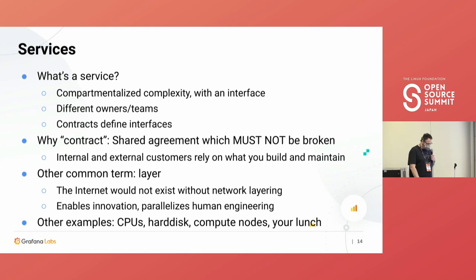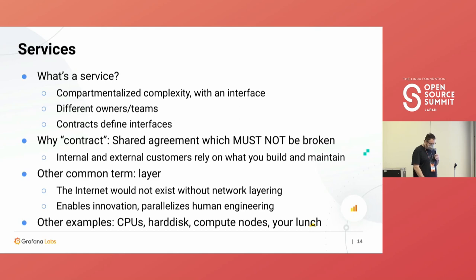So, services. Services to me are compartmentalized complexity with interfaces to the outside world. They have different teams, different owners, and contracts define those interfaces. Why do I like the term contracts? Because it is telling you that you actually need to sit down, you need to agree in writing. You cannot just say, oh, I didn't think my system would be doing this, it's not my fault. No, you need to agree upfront what the properties of the system are.